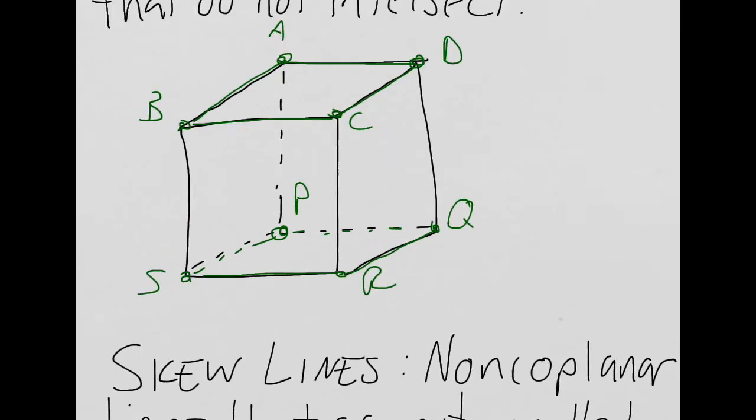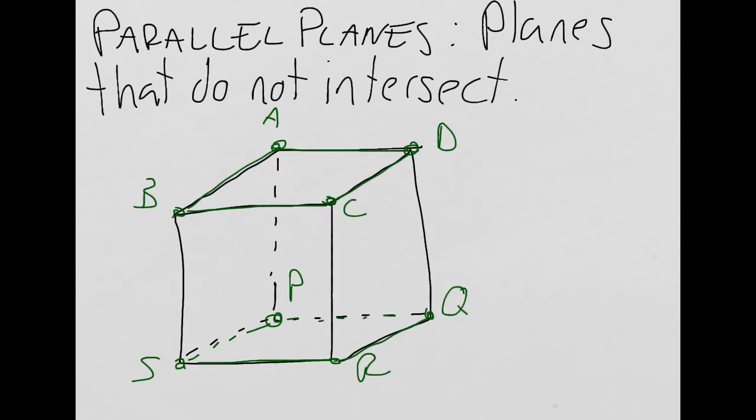Now we want to talk about parallel planes. Parallel planes are planes that do not intersect, so it's really similar to parallel lines. For example, we have plane ABCD and plane PQRS. These guys will never intersect. We can think of them as being on opposite sides of a cube. They're never going to intersect each other, even if we extend them in all directions. They'll never cross each other.